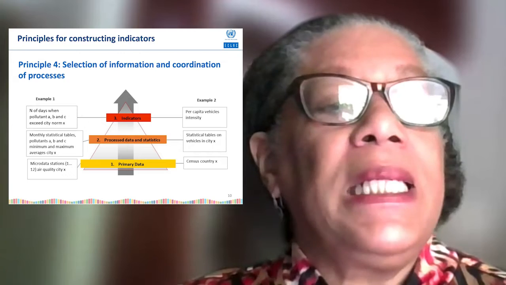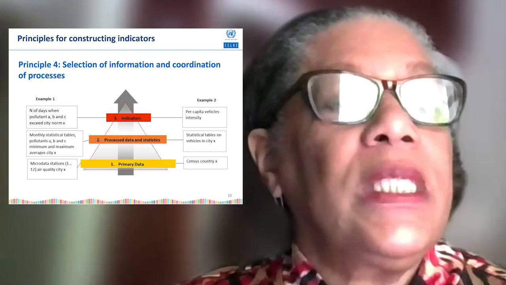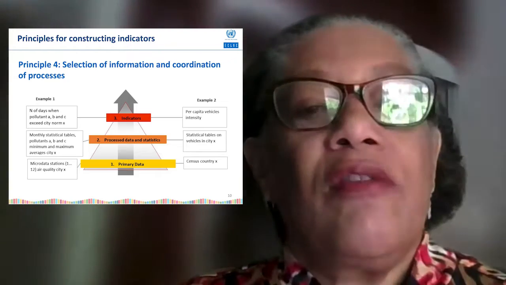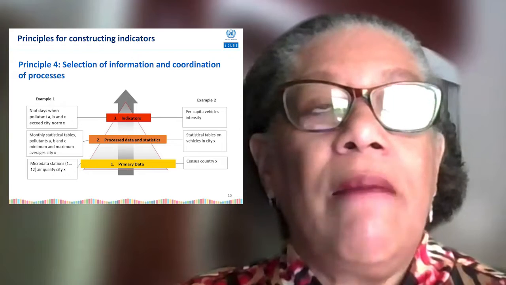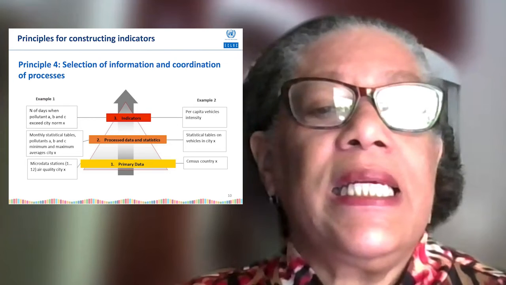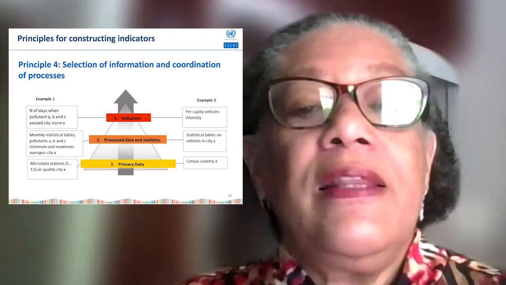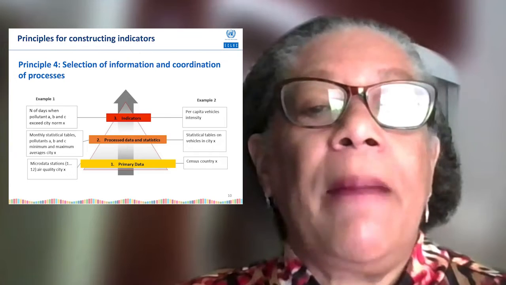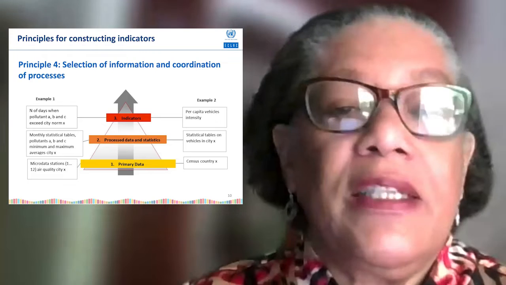Then we would look to build the indicators, which would be, for example, the number of days when these pollutants exceed the city norm. In the second example on the right, we would look at the primary data, which is, for example, the population of the country. Under the process data and statistics, we would look at the number of vehicles, for example, in the city or the country. And the indicator would be the per capita vehicles, the intensity of the per capita vehicles.